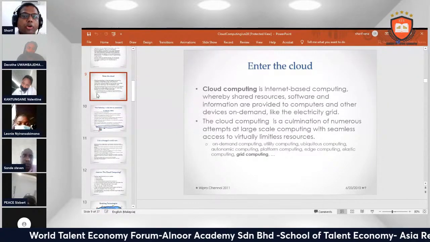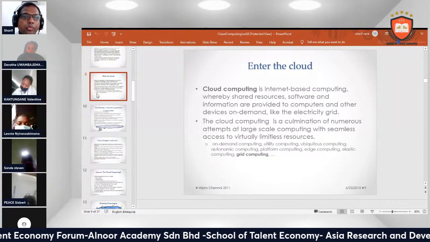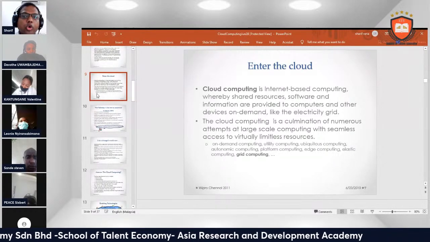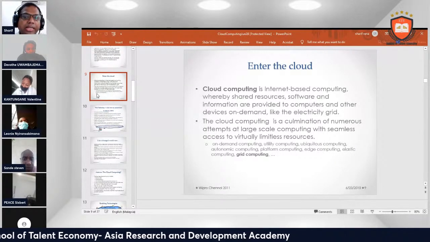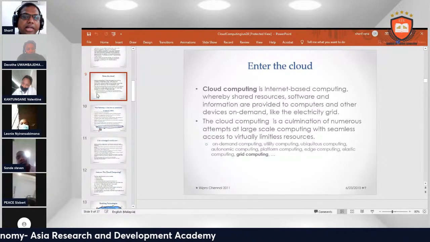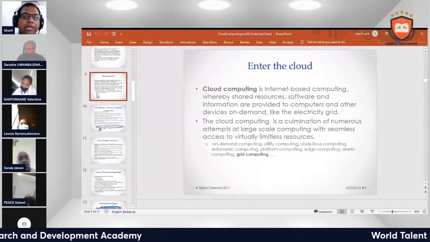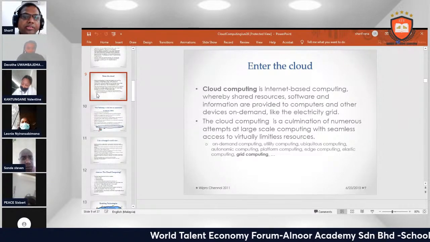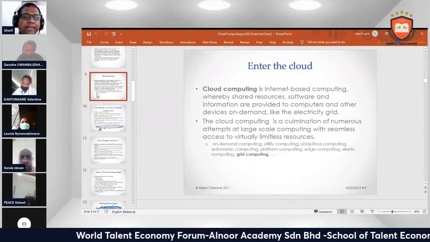Enter the cloud. Cloud computing is internet-based computing whereby shared resources, software, and information are provided to computers and other devices on demand, like the electricity grid. Cloud computing is a culmination of numerous attempts at large-scale computing with seamless access to virtually limitless resources.